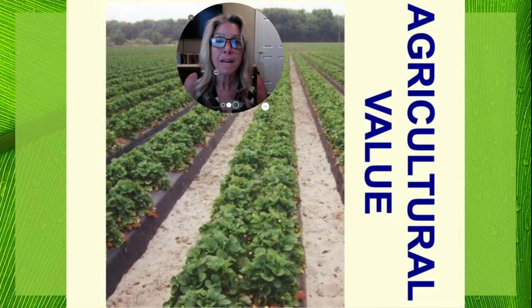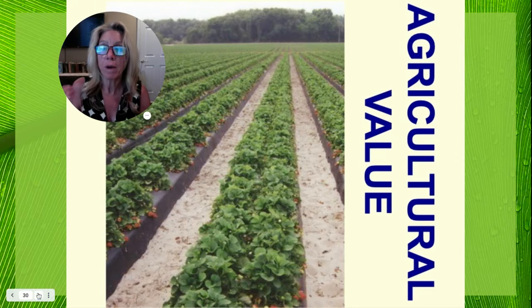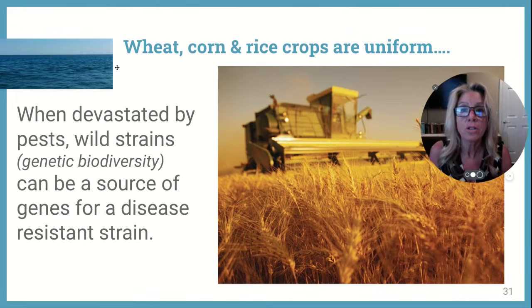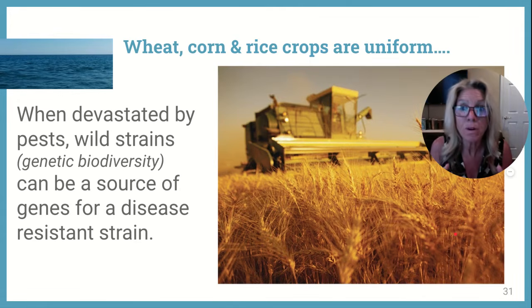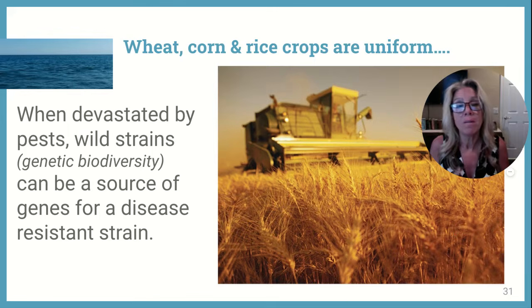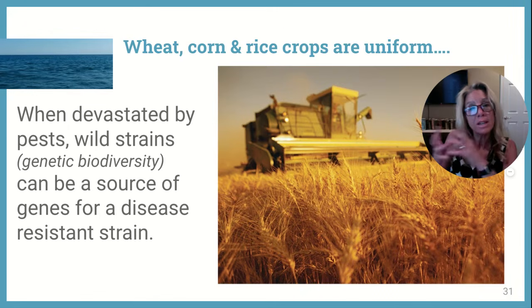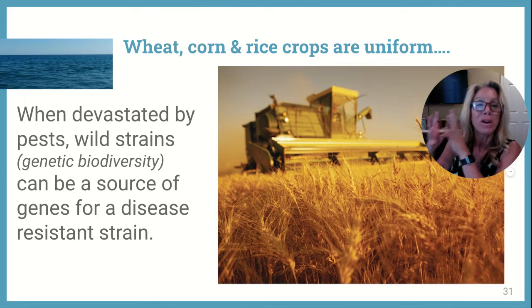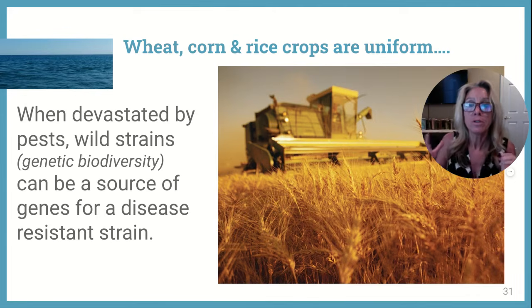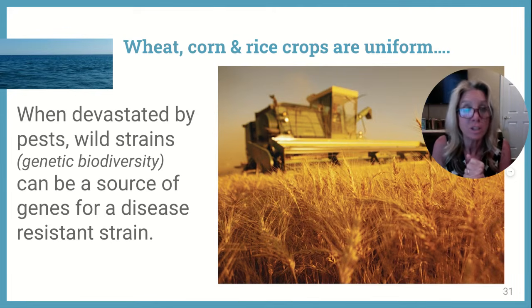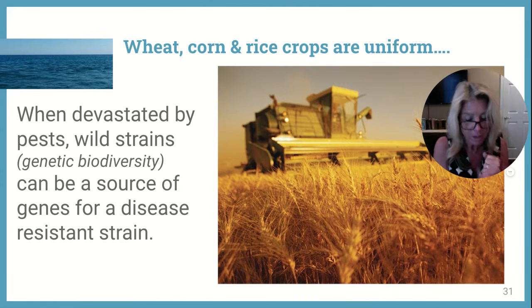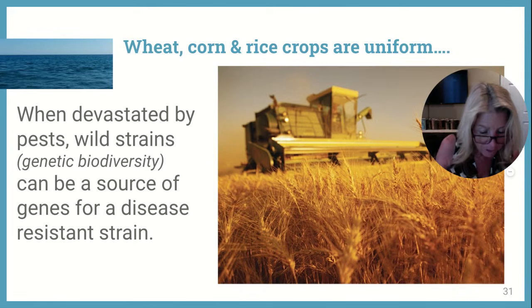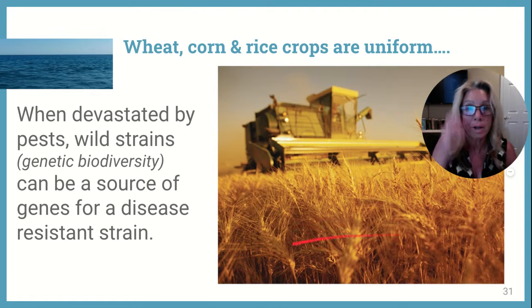All right. Next is agricultural value, why we want to maintain our biodiversity. The wheat, corn, and rice crops that we grow tend to be very, very uniform. So if you get a pest, the wild strains are like a genetic library that we can have access to, so they could be a source for a disease-resistant strain. On your notes, what you're missing there is wheat, corn, and rice crops are uniform, and then they can be a source of genes for a disease-resistant strain.